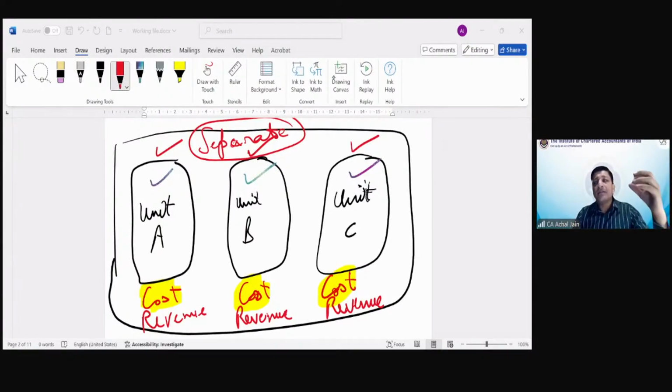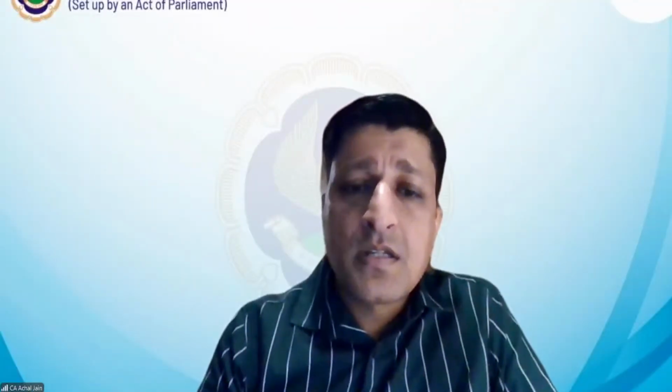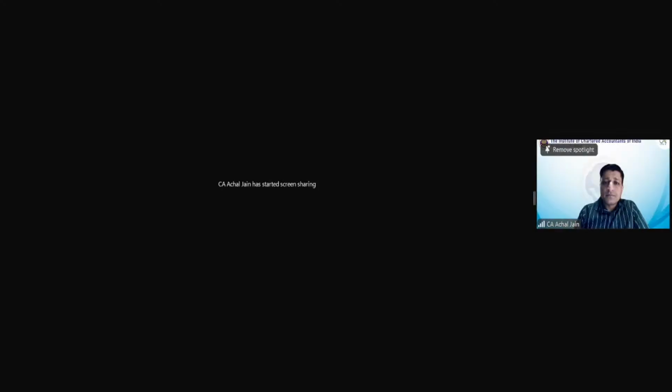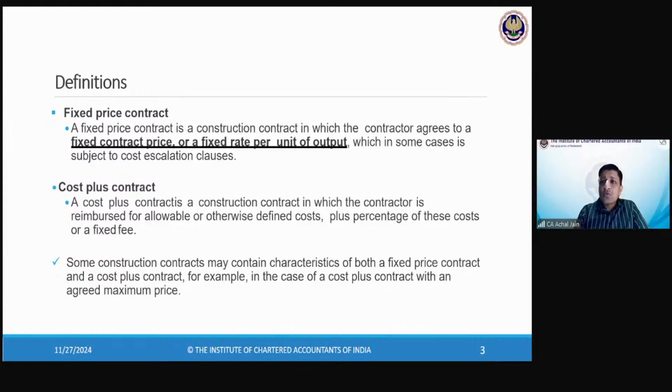So I'm just hoping that what is a construction contract, the aspect around combining or segmenting, is now clear to you. Okay. So now, as a next step, let's move further and try to understand which types of contracts we may have. The standard says two types of contracts could be there. So now we are talking about the construction contract.